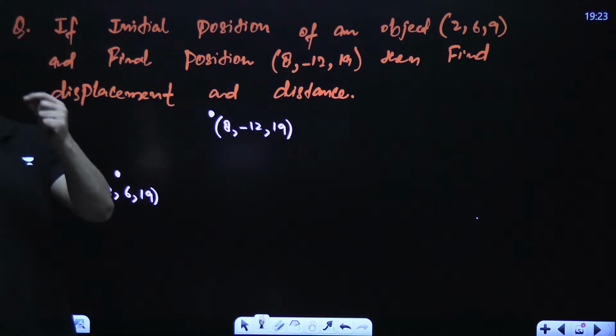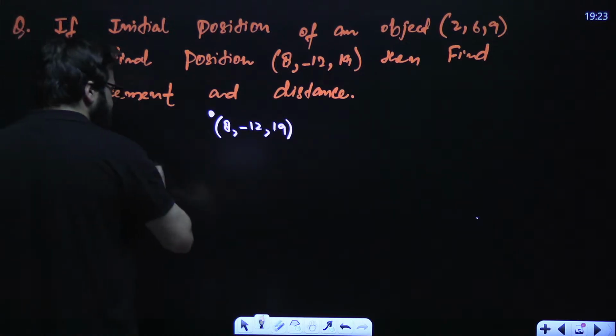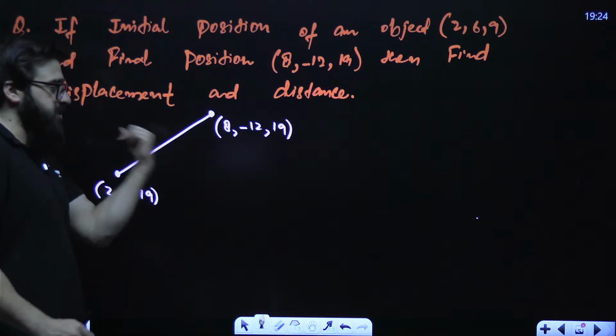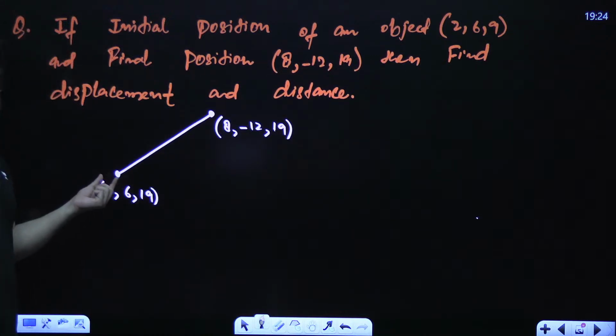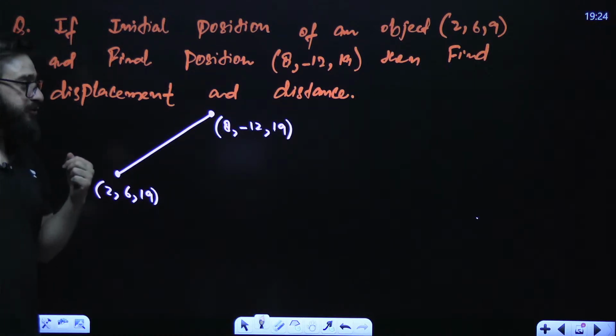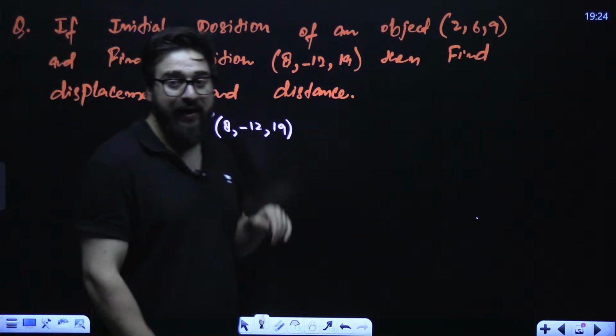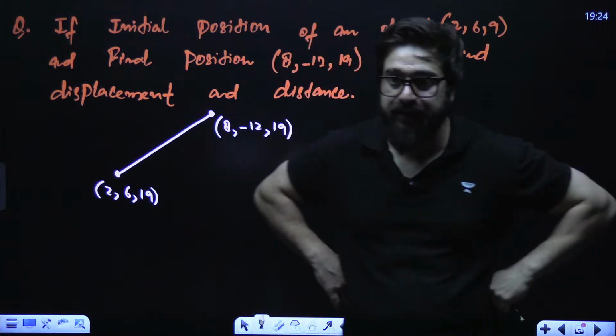Can you tell me how much it has displaced? Let's suppose it has displaced by this much amount. These are its initial coordinates. What does this mean? In x, its value is 2. In y, its value is 6. In z, its value is 19. And the final coordinates are 8, minus 12, and 19.